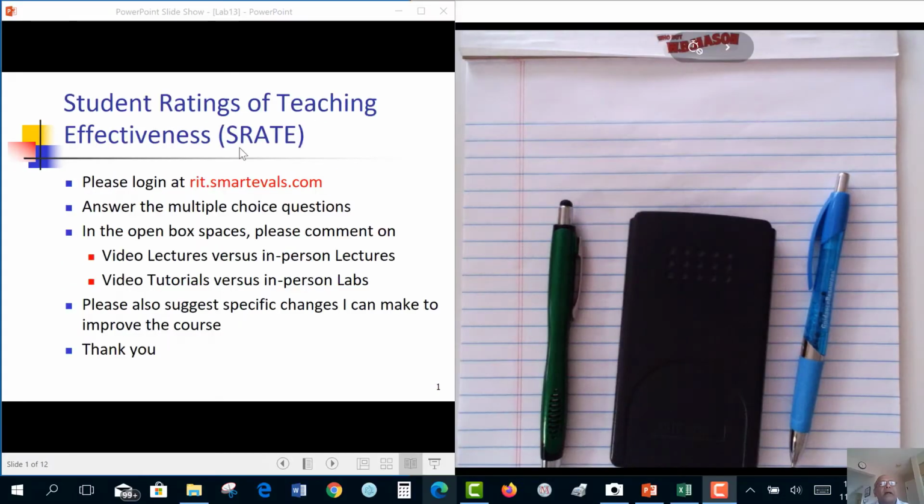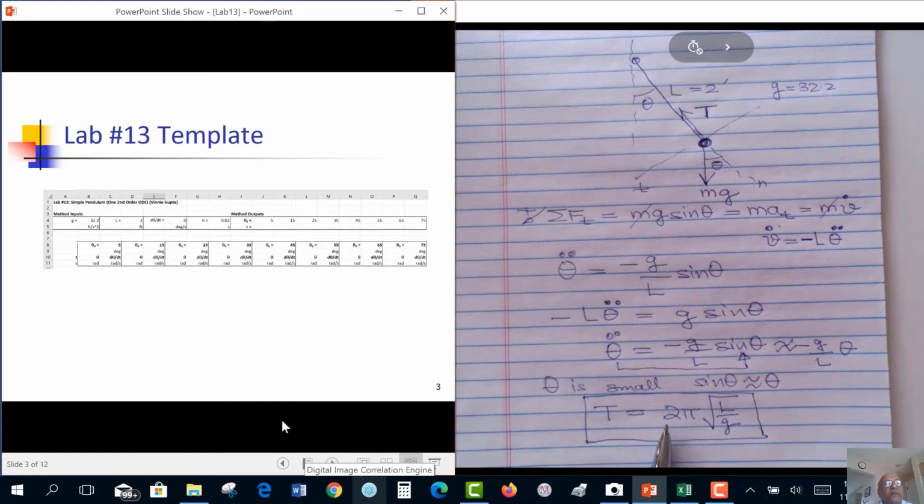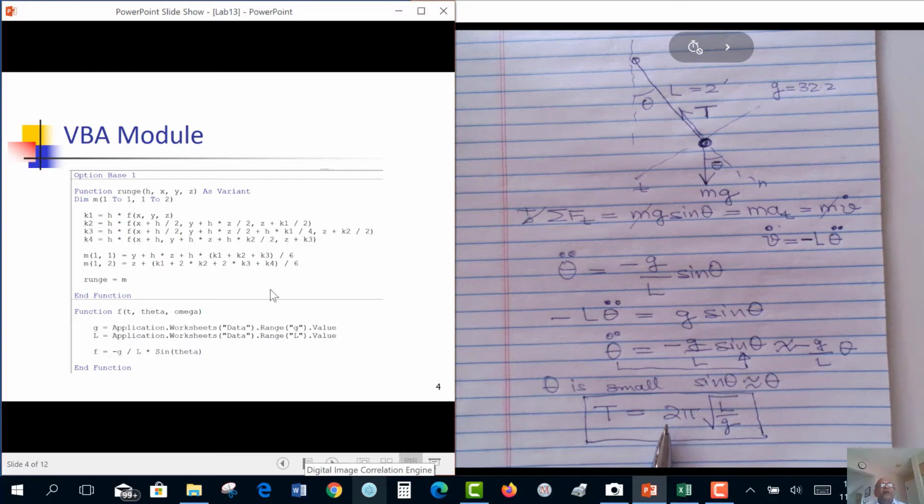Okay, so please prepare a template like this, and you should have a VBA module having two functions. So remember, option base one means all our arrays, the starting index is going to be 1 instead of the default 0.